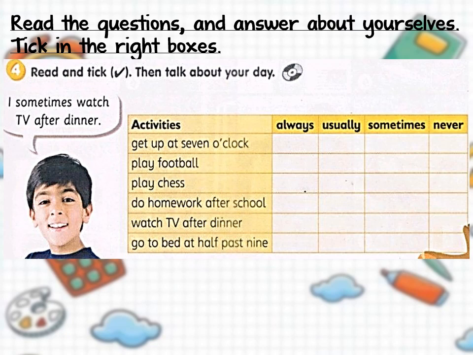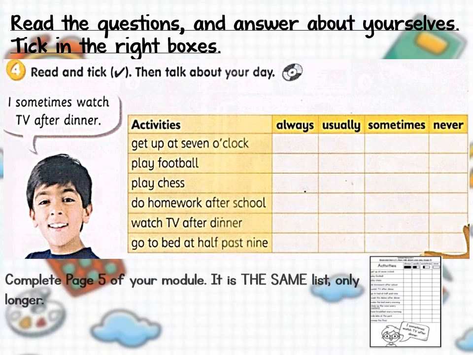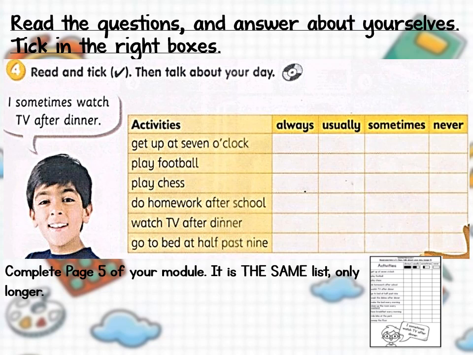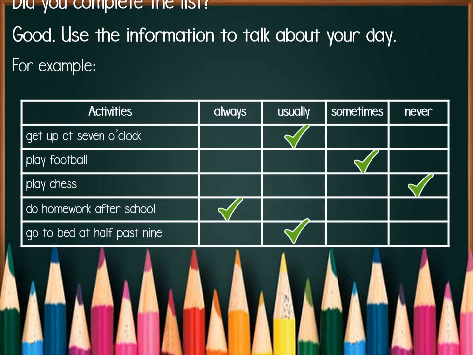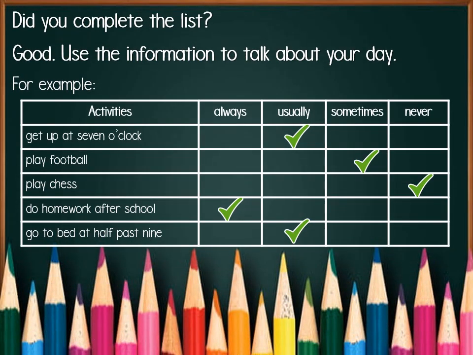Now, you may choose to complete page number 9 in your Get Smart Plus 4, but you may also complete page 5 of your module. It is the same list, only slightly longer. Did you complete the list? Good. Now use the information to talk about your day.